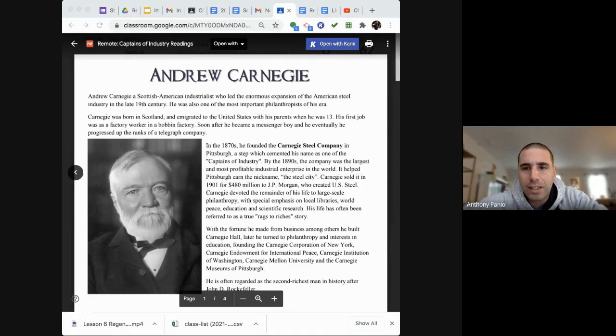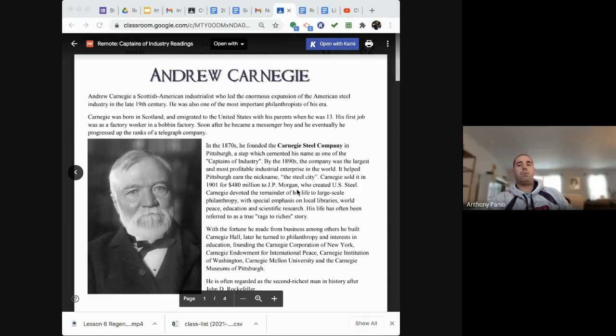Carnegie sold it in 1901. Okay, so let's look at the good he did with all of this money and all the things that he did. Carnegie devoted the remainder of his life to large-scale philanthropy with a special emphasis on local libraries, world peace, education, and scientific research. His life has often been referred to as a true rags to riches story. Rags meaning he grew up with nothing, riches meaning he became extremely wealthy.